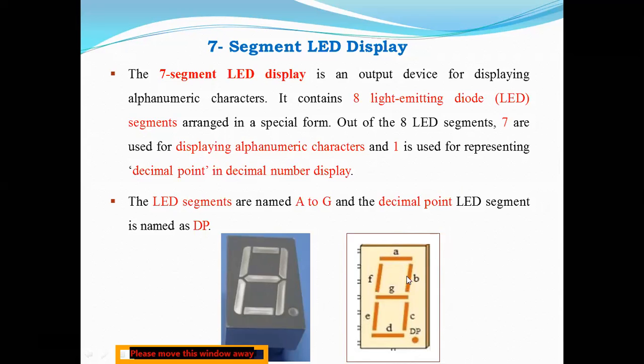Again, they are made up of diodes. There are a total of 8 diodes. You can see these are the diodes A, B, C, D, E, F, G and DP. Each one is used to display a certain part of the digit, right? And one is a decimal point. So basically they display the digits and one decimal point.